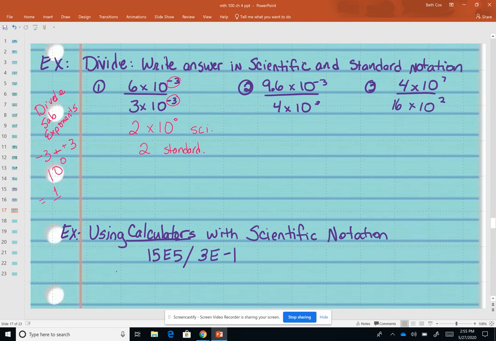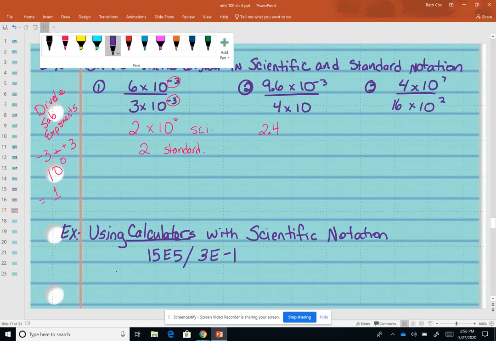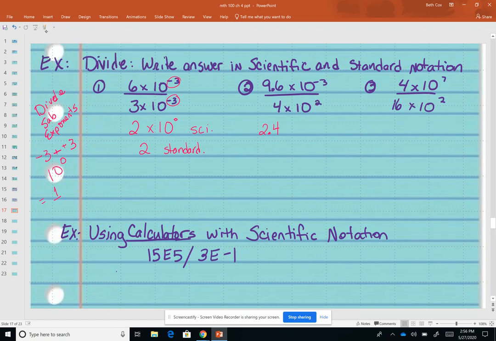Okay, the next one we're going to divide 9.6 by 4. Use your calculator if you need to. I think it's 2.4. Okay, so I just did the division, 9.6 divided by 4. I just did that on my calculator. And then I'm going to subtract, I think that's a 2. We're going to call it a 2. Let's get that purple in there. Let's call that a 2. That way we can know what it is. Okay, and then we subtract the exponents. So that's going to be negative 3 minus 2, which is actually going to be negative 5.